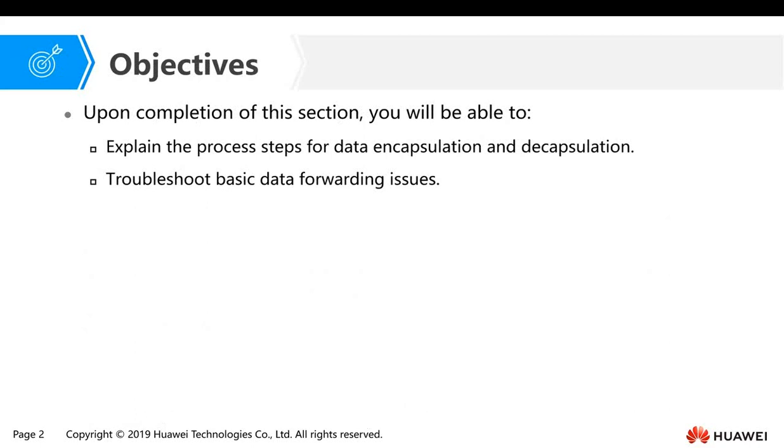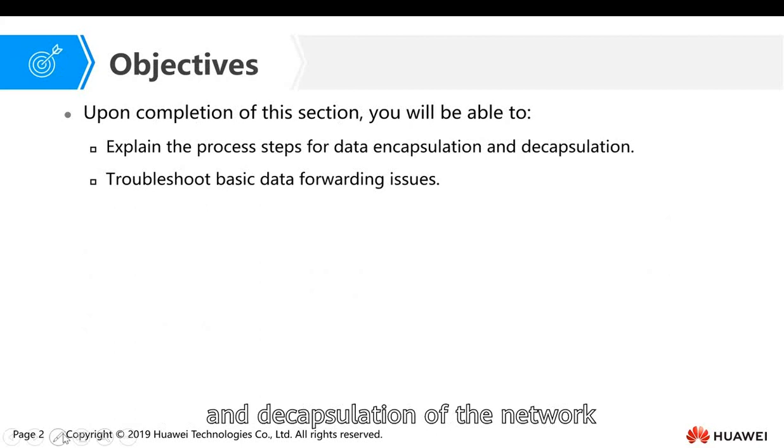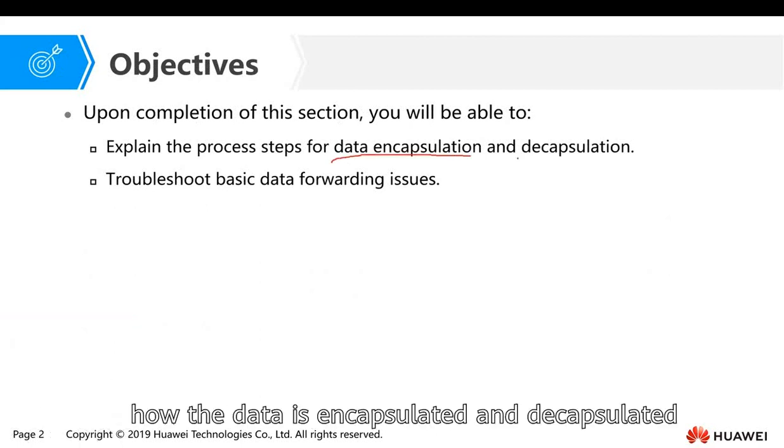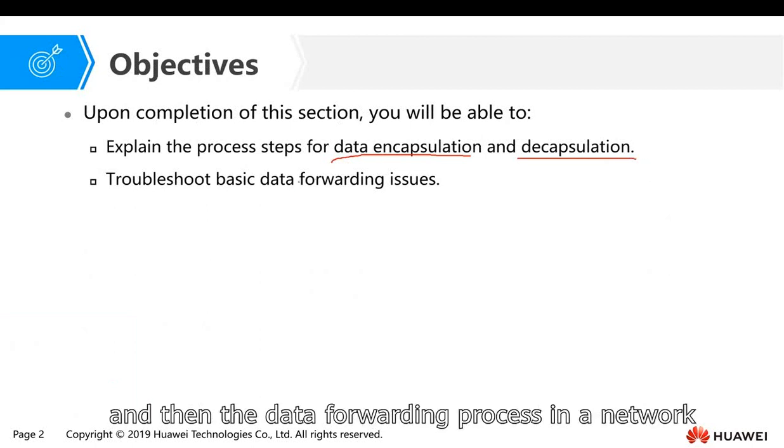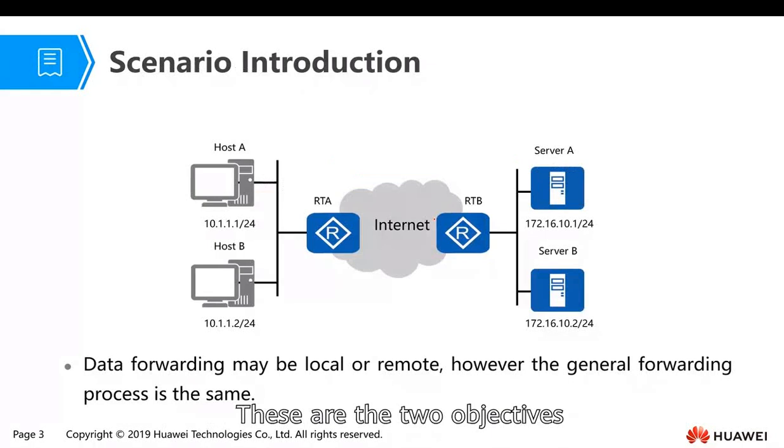First, to explain the data encapsulation and decapsulation of the network. Okay, how the data is encapsulated and decapsulated. And then the data forwarding process in the network. Okay, these are the two objectives, and then we have a network scenario.